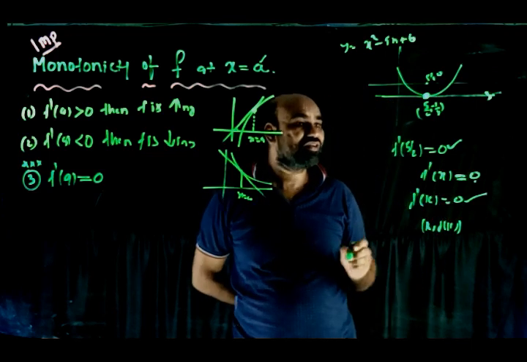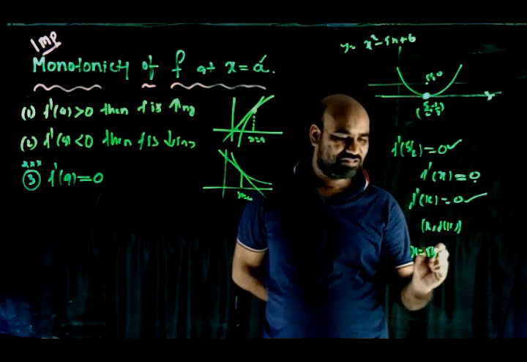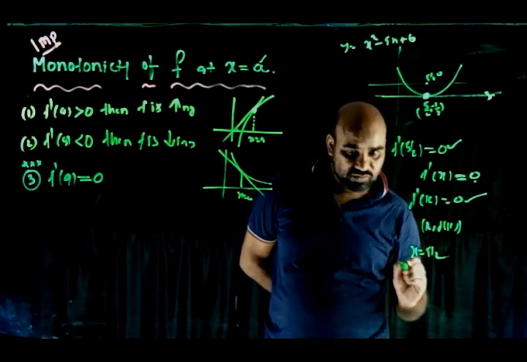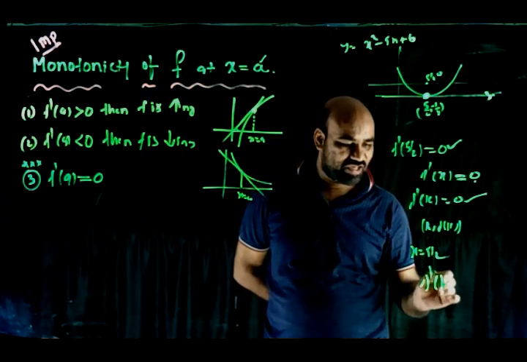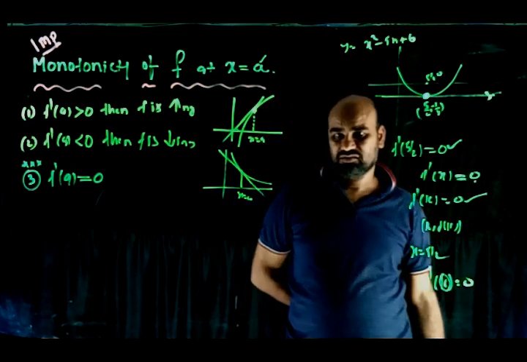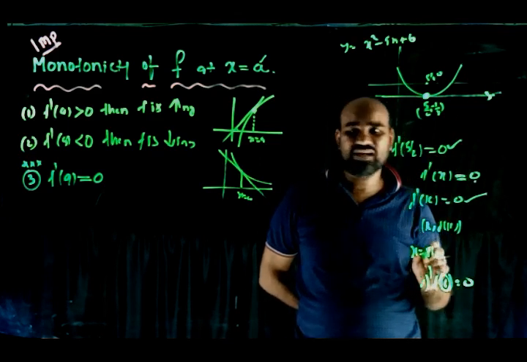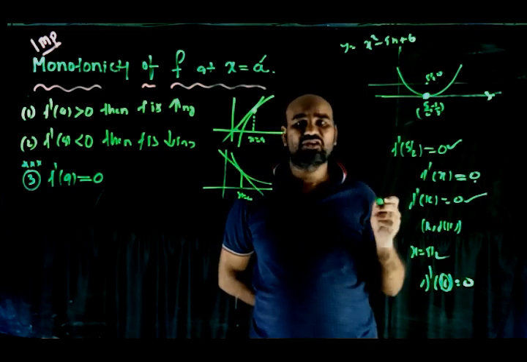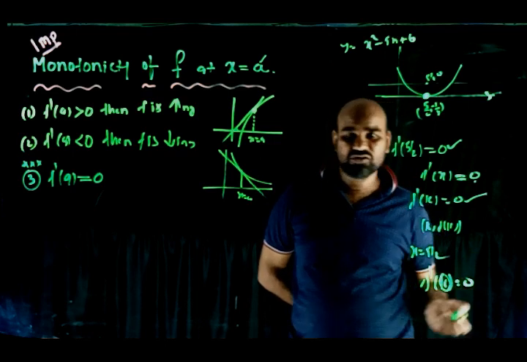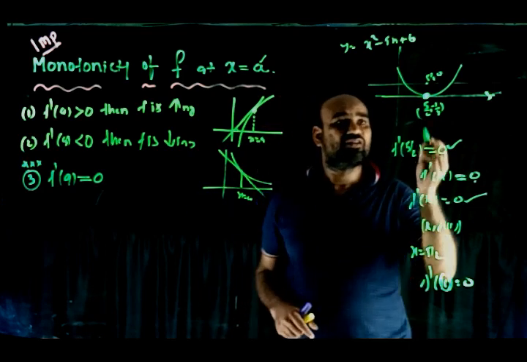But what is the monotonicity at x equal 5/2? In this example, you can say that at 5/2 the function is neither increasing nor decreasing. Don't conclude like this: f dash of k equal to 0, then at k the function is neither increasing nor decreasing. Wrong conclusion. For this example, at x equal to 5/2, f dash of 5/2 is 0, that's why at 5/2 the function is neither increasing nor decreasing. But generally, you can't conclude like that. If f dash of k equals 0, you can't say that at x equal to k the function is neither increasing nor decreasing.